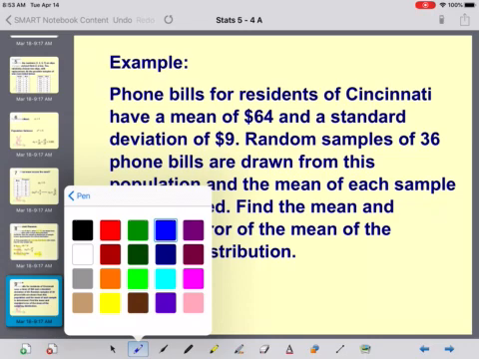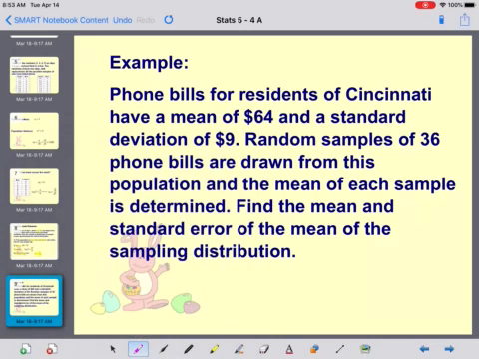so we're just going to go through an example. I know it's a lot of new words and it's complicated, but the math isn't that hard, so just pay attention. The phone bills for residents of Cincinnati have a mean of 64, so that's your mu. Just like always, identify what you know and then figure out what else you need to answer. The standard deviation of 9, so that's your baby sigma. Random samples of 36 phone bills, so your sample size, n, is 36, are drawn from the population. Find the mean and the standard error of the mean.